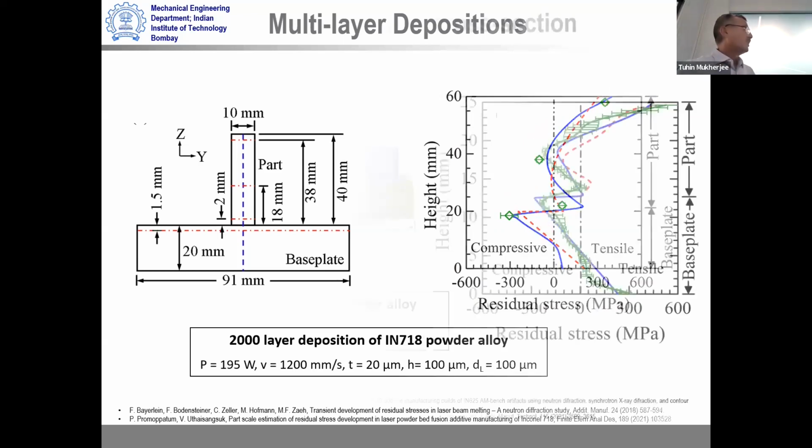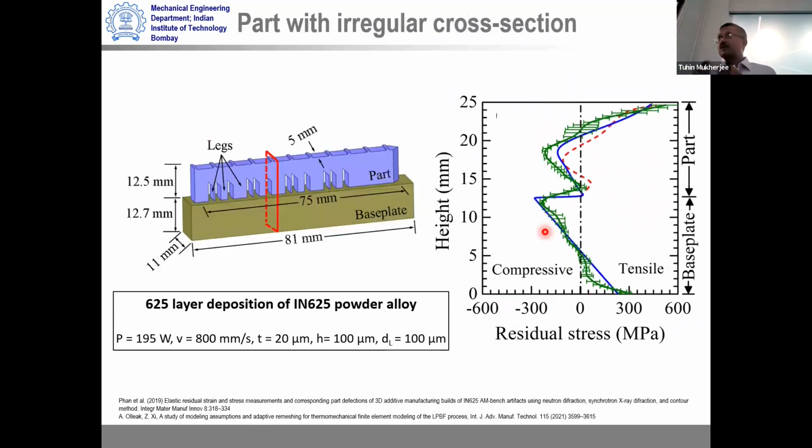We go for more complex situations. These are only simple walls. We go for more complex situations, like a build with not only multiple layers but also an irregular cross section. Okay, we tried.